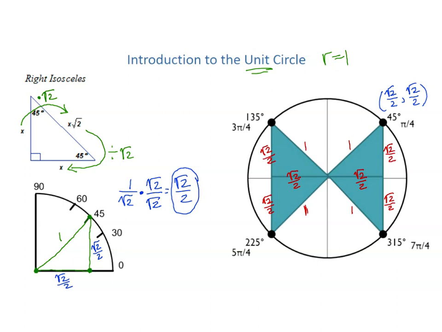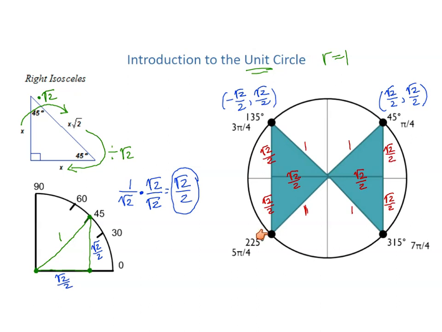What about the coordinates of this point? Well, for this one, to get to this point, starting from the origin, I have to go root 2 over 2 to the left, and then I go up root 2 over 2. So the coordinates for that point would be negative root 2 over 2, and then root 2 over 2.